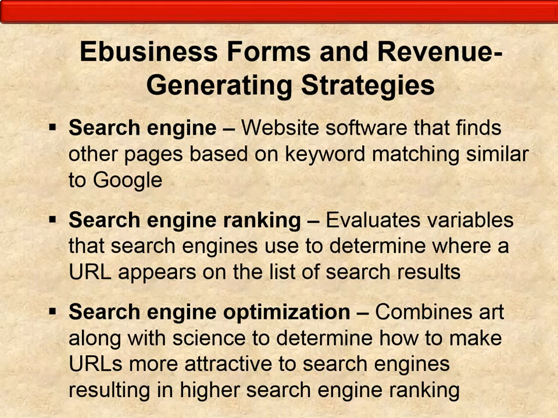A search engine, such as Google or Bing, is website software that finds other pages based on keyword matching. Search engine ranking evaluates variables that search engines use to determine where the URL appears on the list of search results. One of the big variables in that is the number of visits that you have to your website. The more visits, the higher up the list it will go.